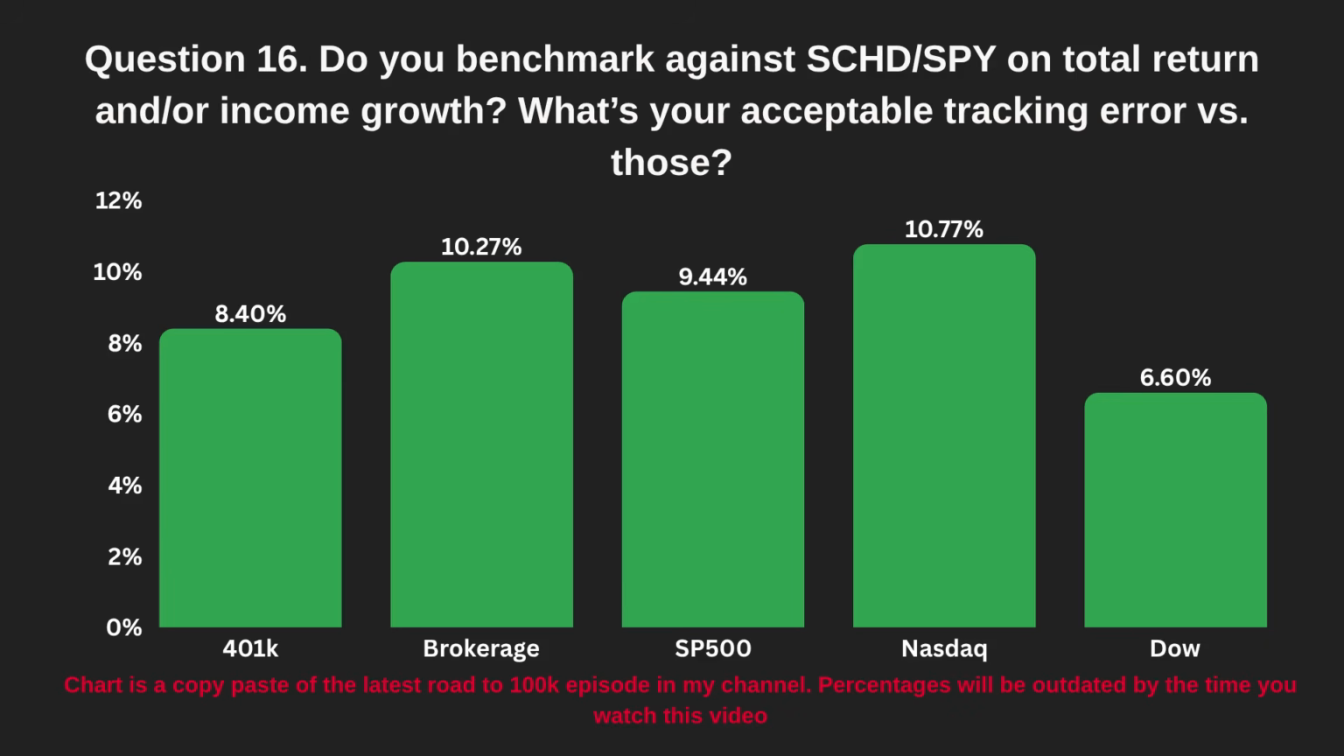Question 16. Do you benchmark against SCHD/SPY on total return and/or income growth? What's your acceptable tracking error versus those? In my portfolio updates, I benchmark against the S&P price return. In my Road to 100K series, I compare with all the indices. Now, at the end of the year, I do the total return comparison.